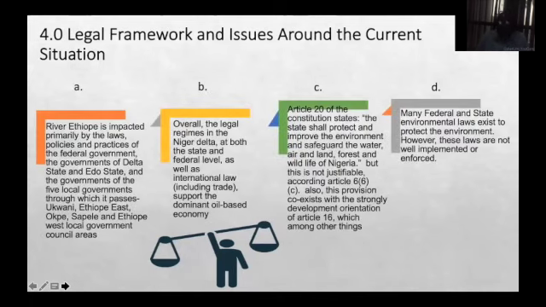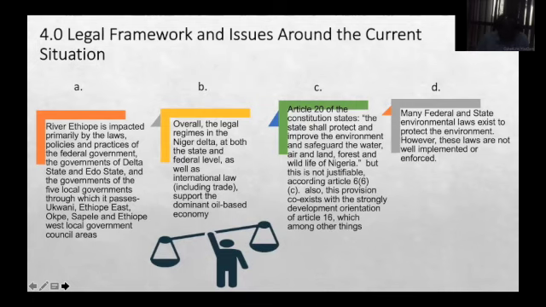The legal framework. Like I said earlier, the face of the river you see today is a result of legal forces at play. River Ethiop is impacted primarily by the laws, policies, and practices of the federal government, the government of Delta State and Edo State, and the governments of the 5 local government councils through which the river passes.